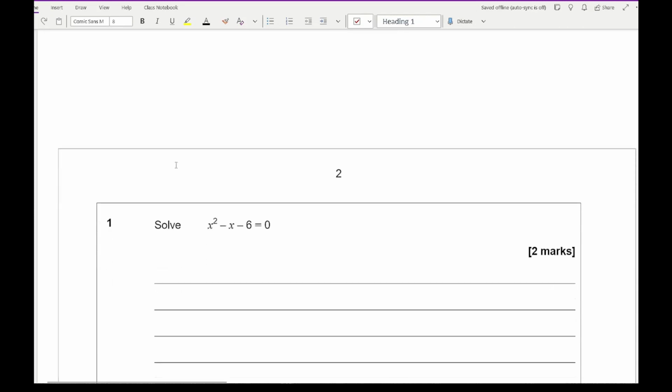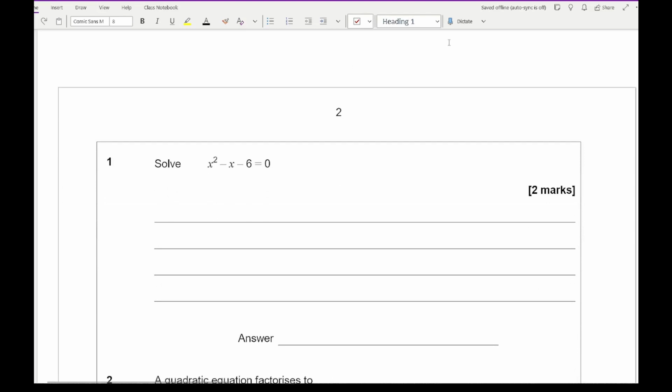And if you're wanting some more in-detail lessons on these particular topics, then again, I'll include links in the description. So looking at question 1, it says solve x squared minus x minus 6 equals 0. Now in this, there's no indication about rounding or decimals, so we can assume that this is going to be able to factorize. So again, we want to make sure that it is equal to 0, which it is.